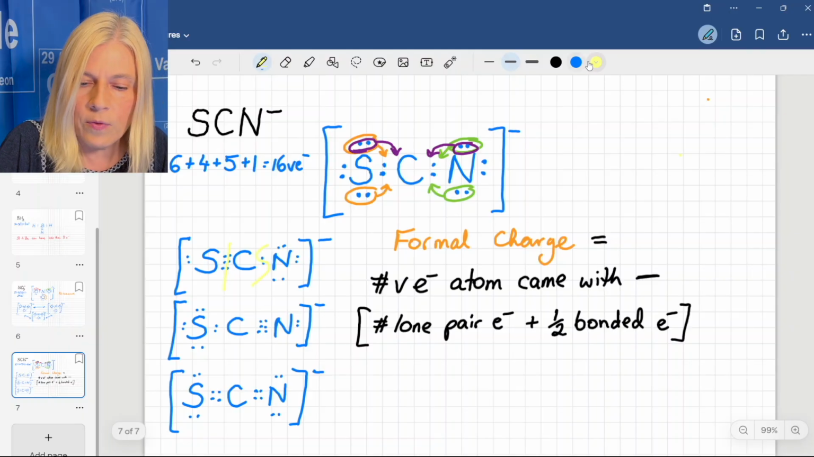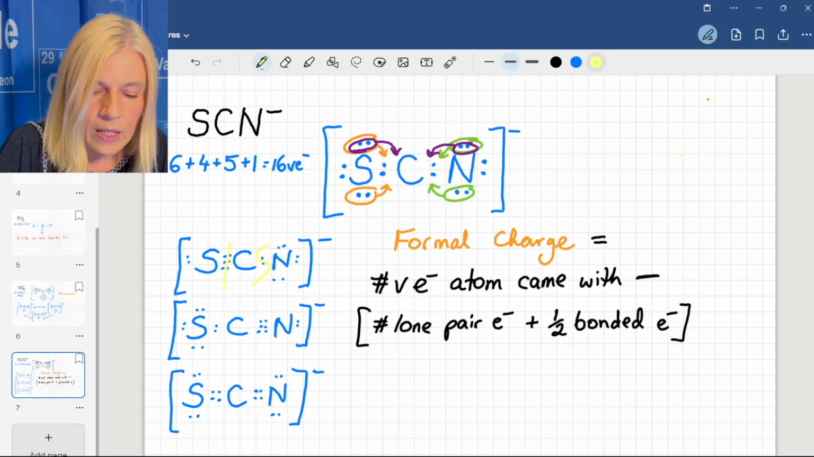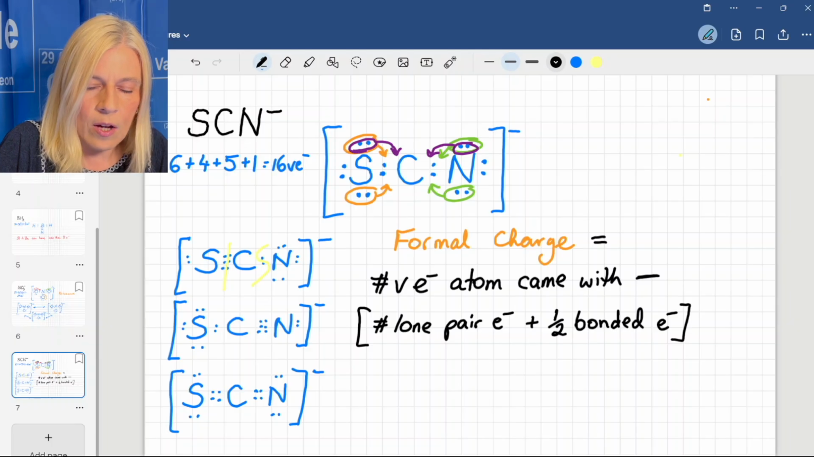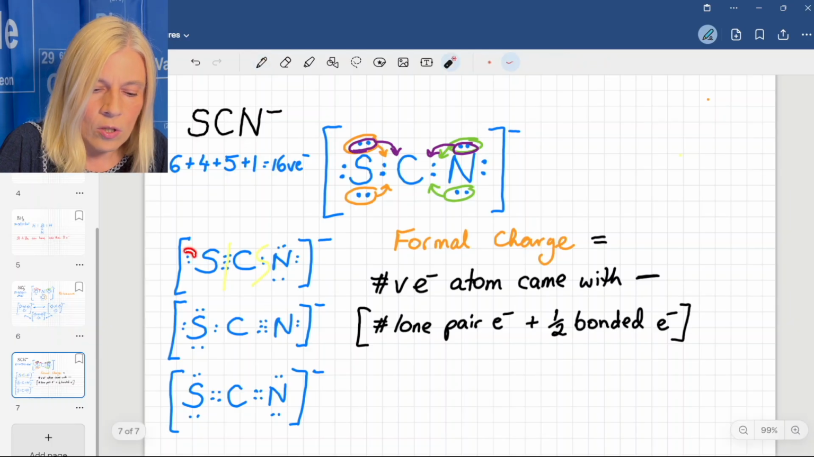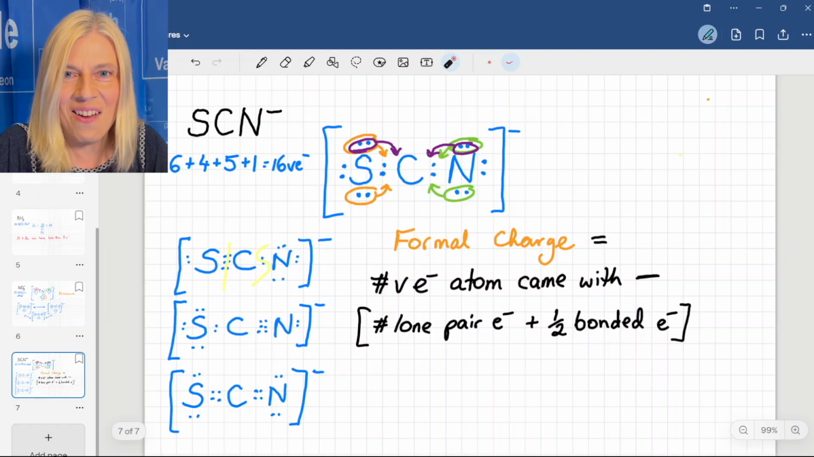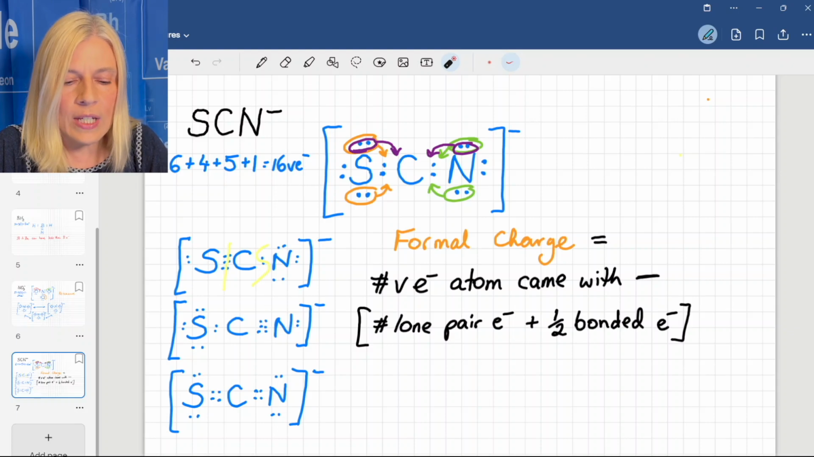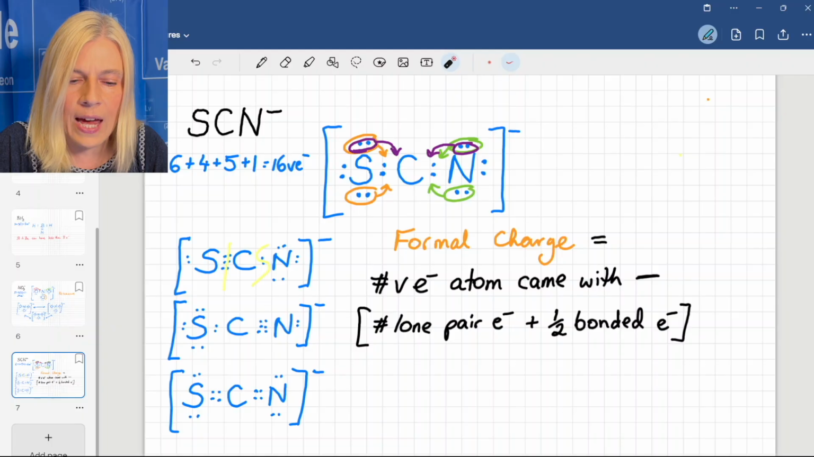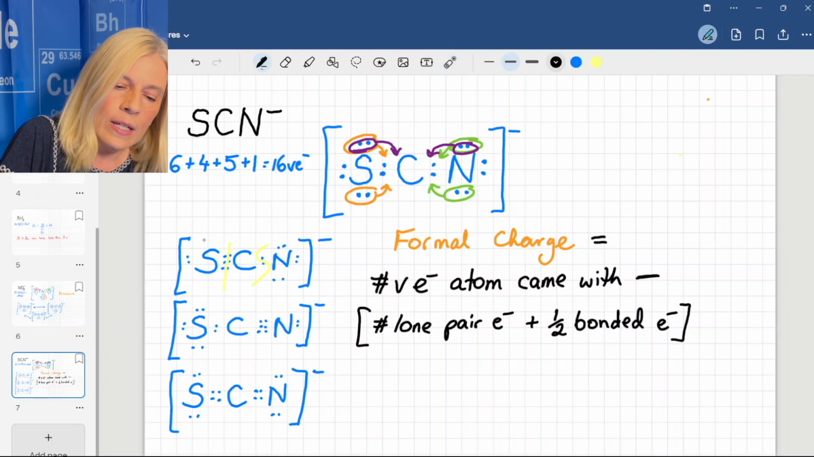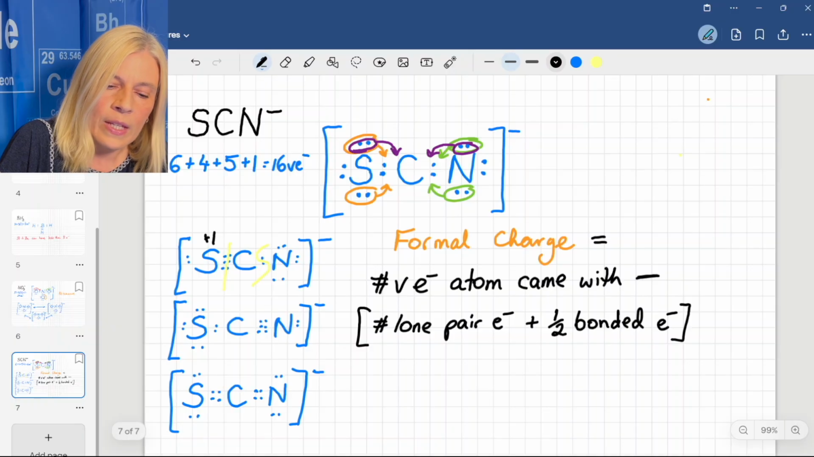So let's do our formal charge. Sulfur came with 6, right? And now it has, well, how many lone pair electrons? 2. And here is 6 bonded electrons, but we will count only half of them. That's why I separated them, yes, in the yellow line. So sulfur came with 6, and now it has 5 around. So 6 minus 5 is positive 1.